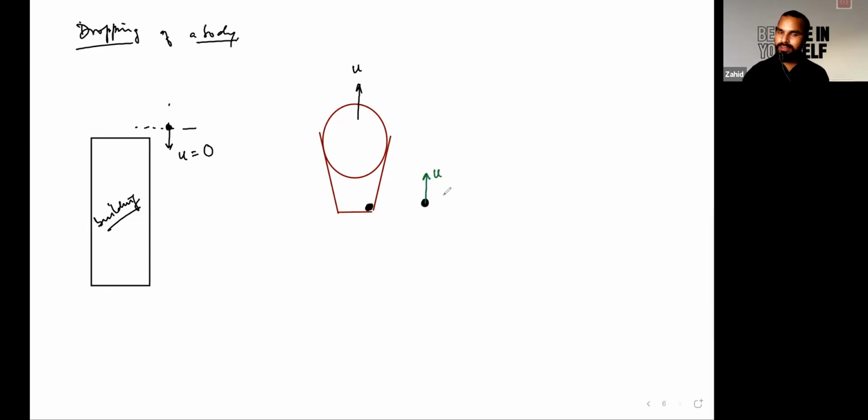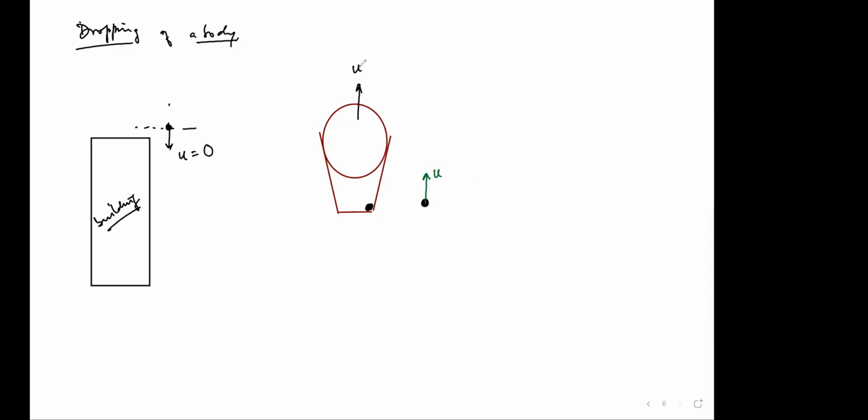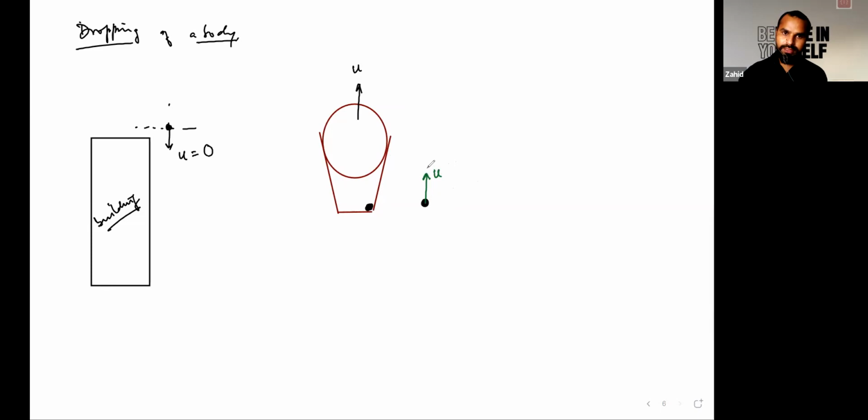Since this body was a part of this system which was going in the upward direction, by the use of this velocity, this ball or body would go upward to some extent, and then it will return back to the ground. Okay, Hiba? Is it clear?